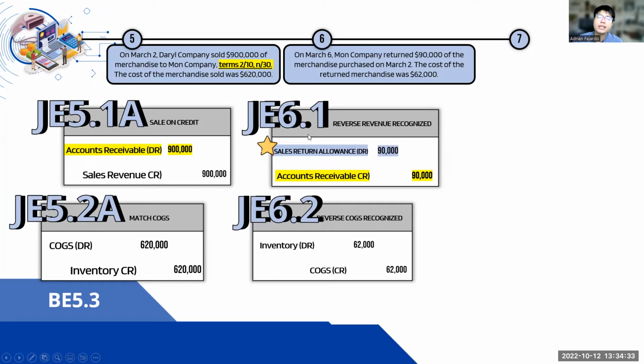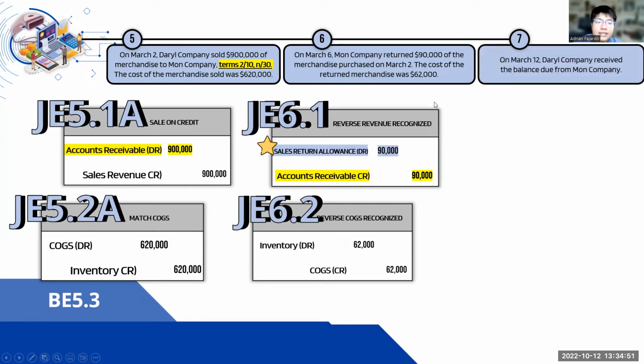Now, very important that we have a special account called sales return and allowance, which would be your contra revenue account. So again, never debit sales revenue for merchandise returns or sales returns. You put sales return and allowance, right?